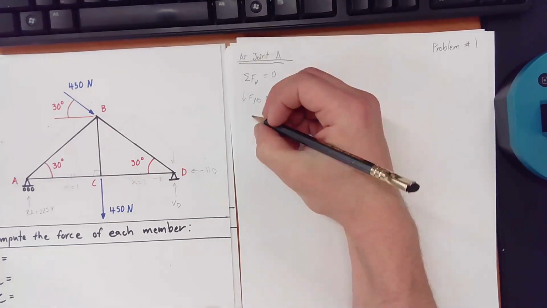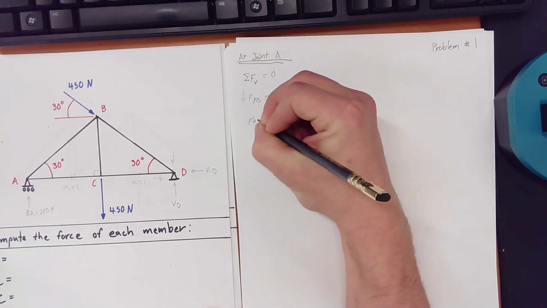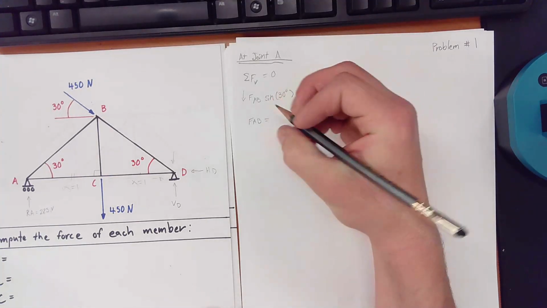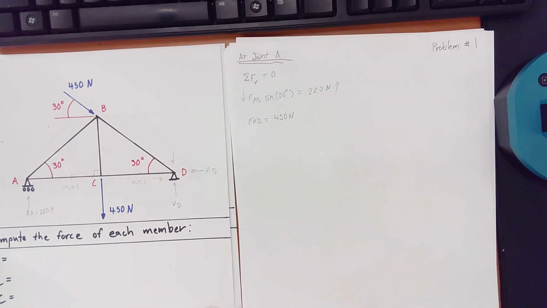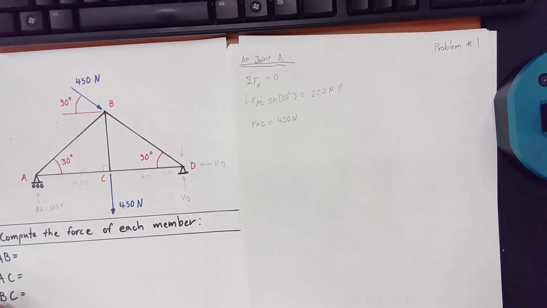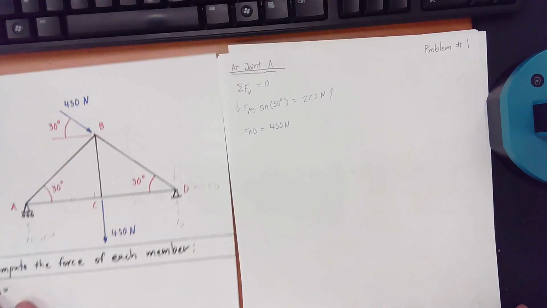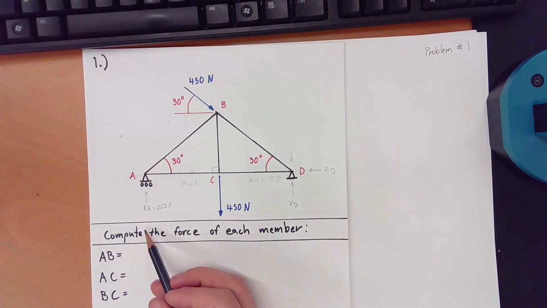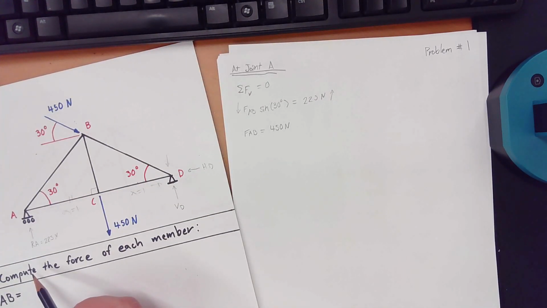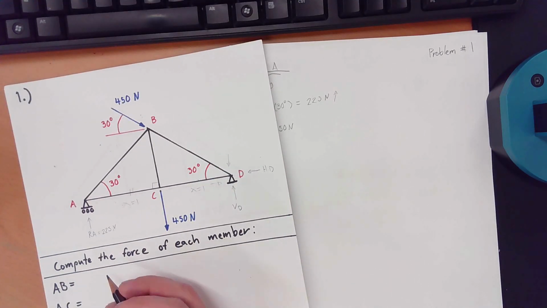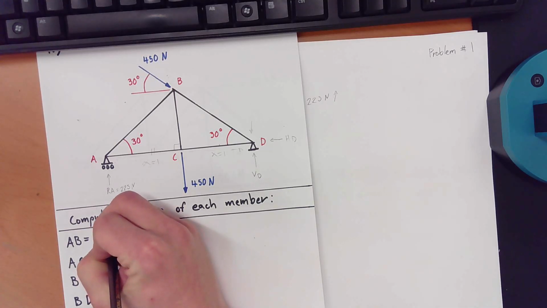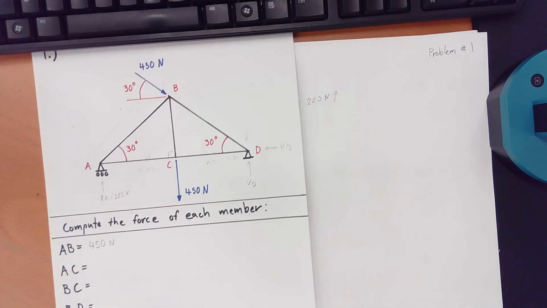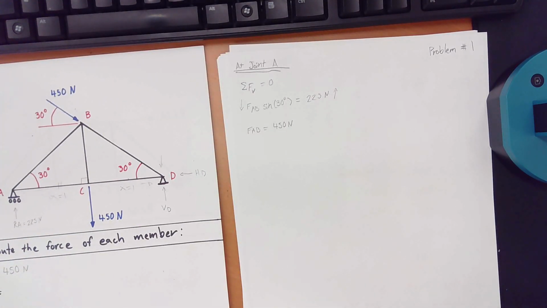we're going to get FAB is equal to 450 newtons. And congrats! Guess what you just solved for? Yeah, let's see if I can get the camera to see the rest of this here. AB. We have FAB, the forces on AB is 450 newtons. We could go ahead and write that down there. 450 newtons. Okay, that's your first one.